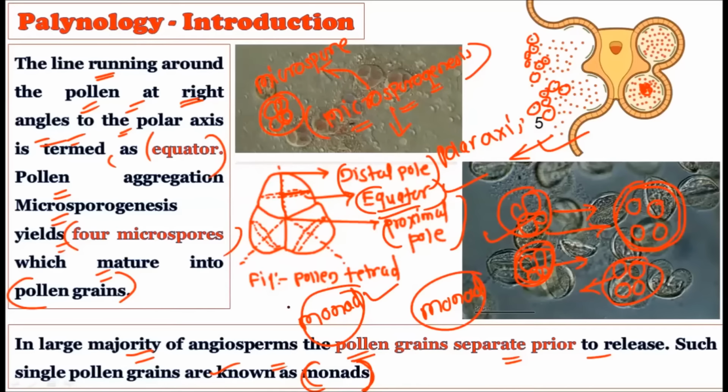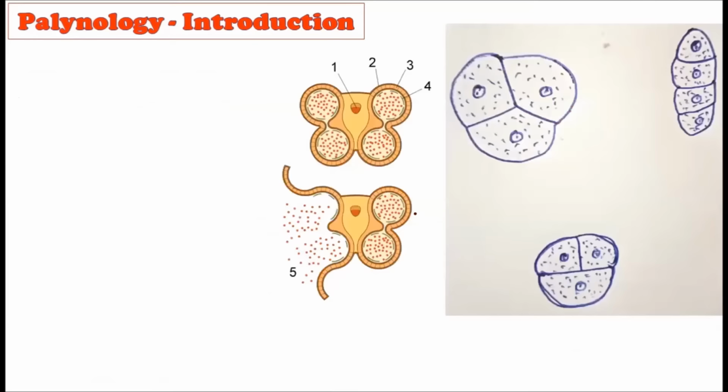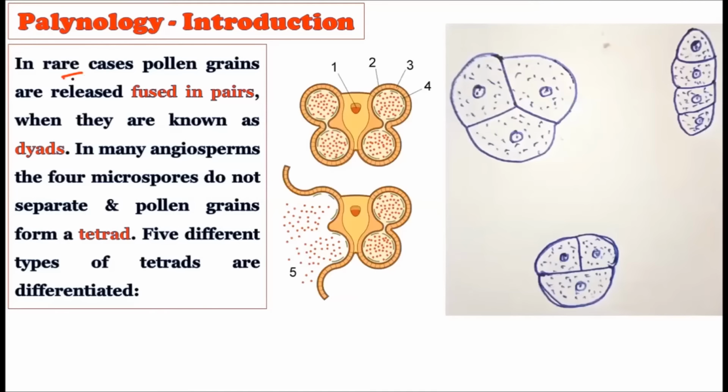Okay, you should remember the term monad for the single individual pollen grain. In the rare cases, what happens? The pollen grains are released in fused pairs. That is, the two pollen grains are released together like this. And in such a case, they are known as dyads. So this is the second term, the first term being the monads. The second term is the dyad.